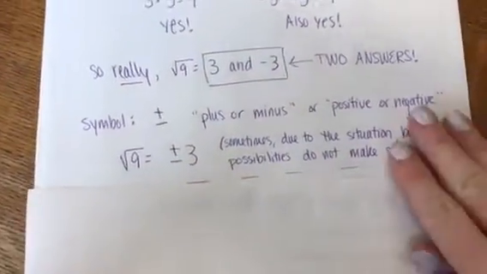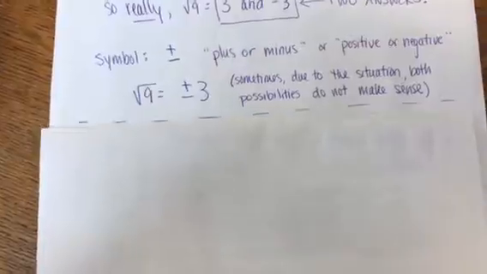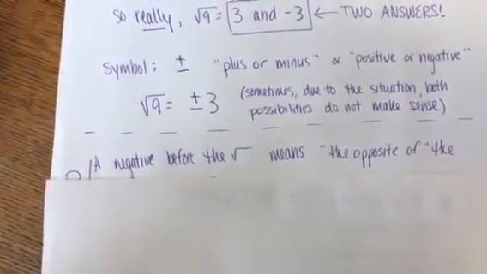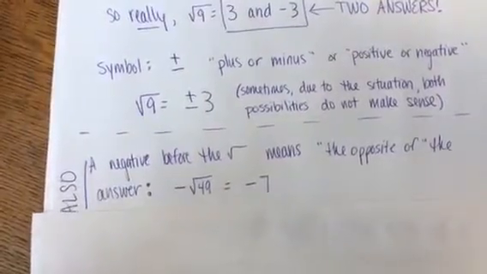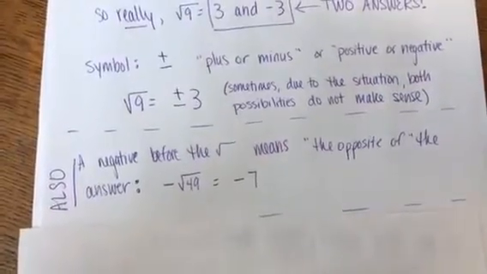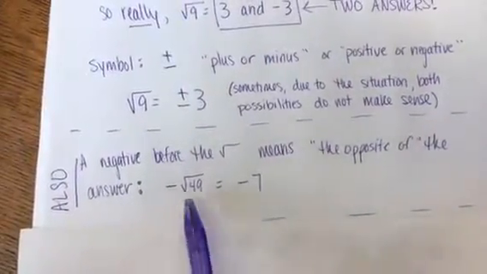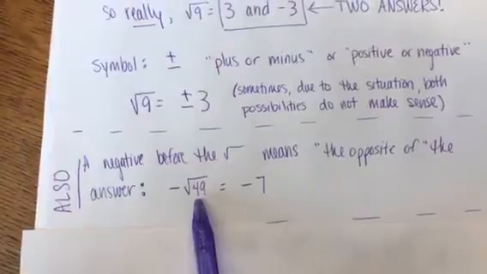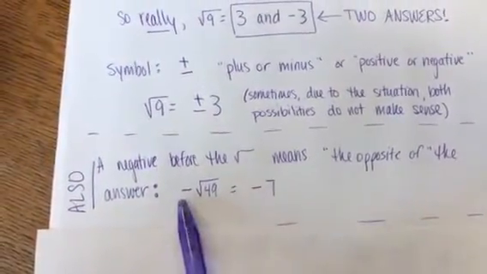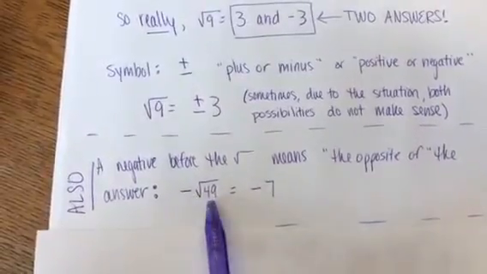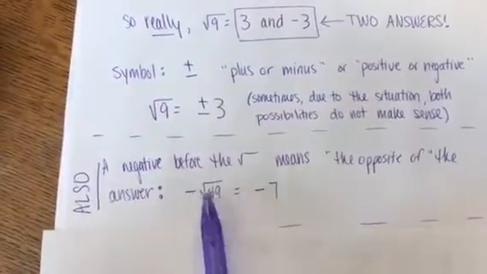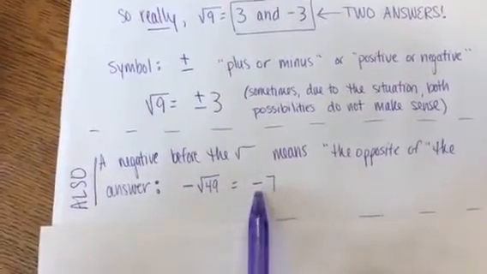Another thing to know about square roots that we haven't covered in class is that sometimes you might see a negative before the square root symbol, and that just means the opposite of the answer to what's under the square root symbol. So for example, if you had negative square root of 49, you could think of that as the opposite of the square root of 49, which would be 7. The square root of 49 is 7. The opposite of 7 is negative 7.